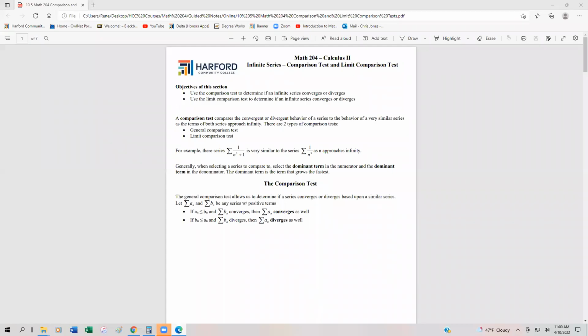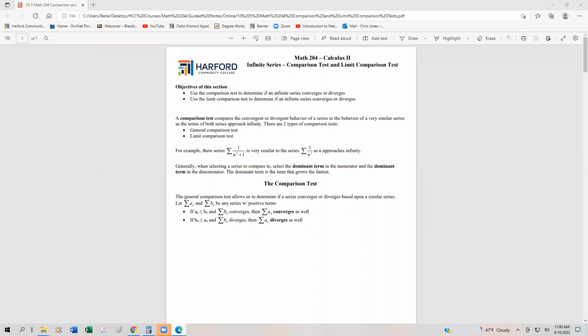We're going to take a look at some series that look like we know what the behavior is, but unfortunately, we have to be able to compare them to a series that we know what the behavior does. So we're going to use these two tests called comparison and limit comparison tests.